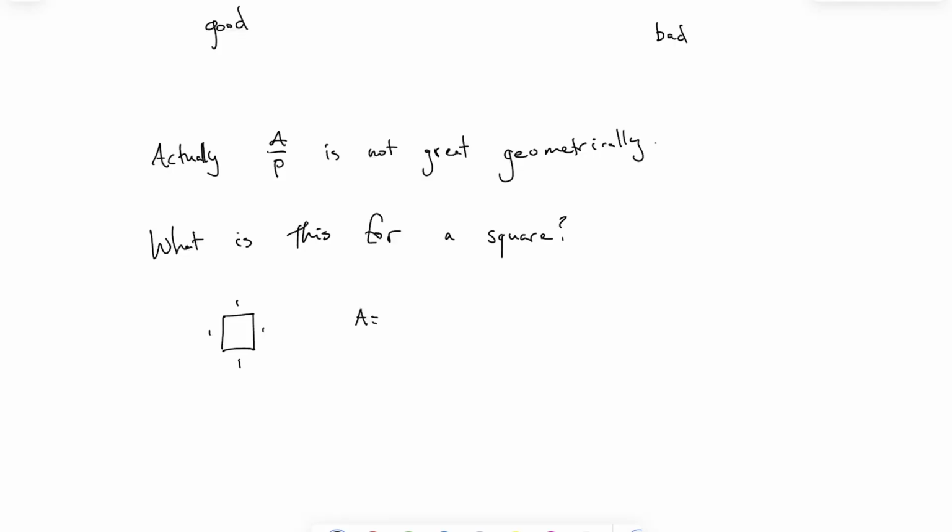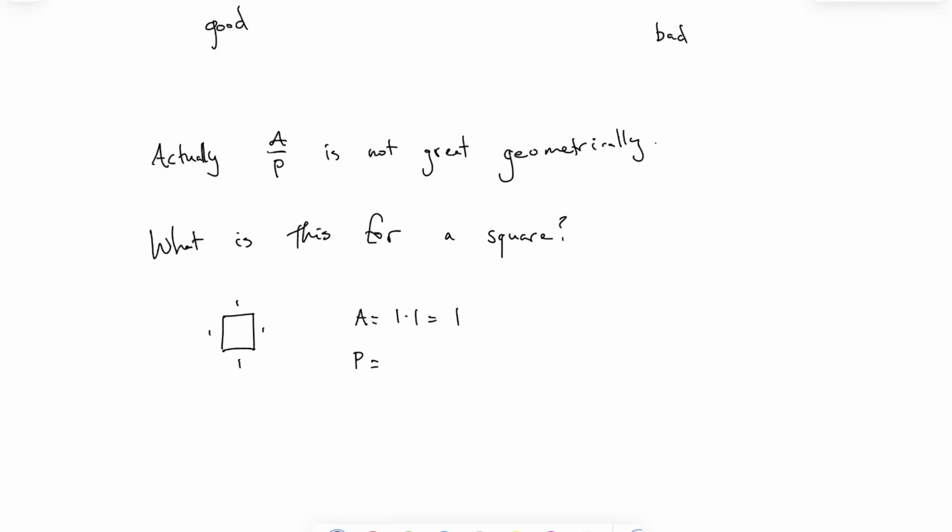And here, the length of one side is just 1. If it's a square, then the area is equal to the length of the side squared. That's why we call it squared. So here, the area is 1 times 1, which would be 1.